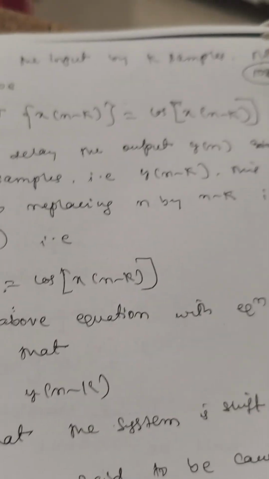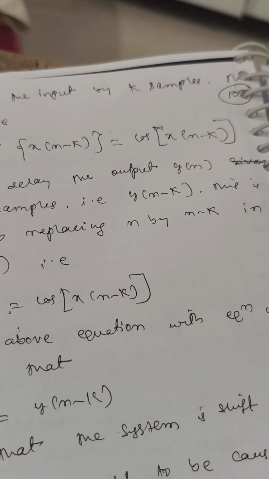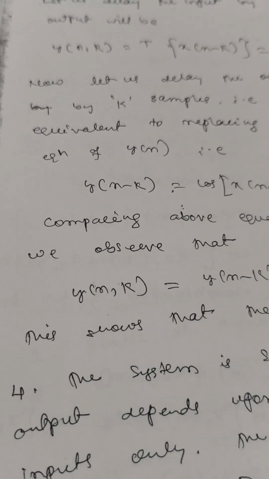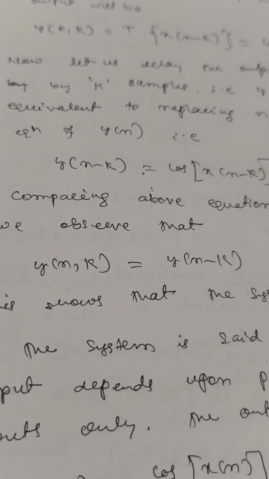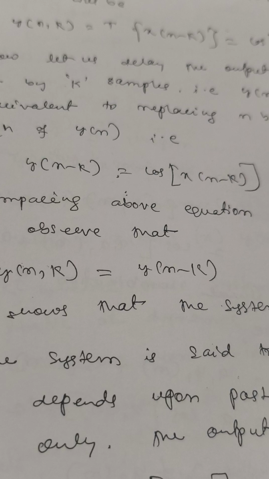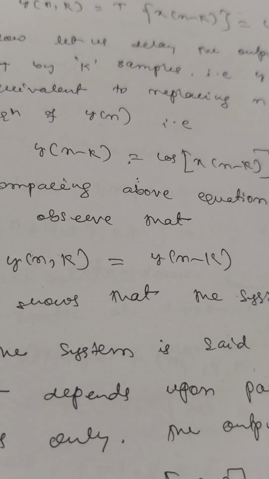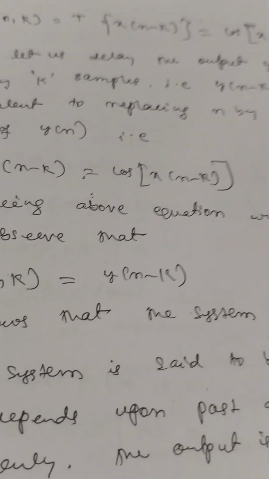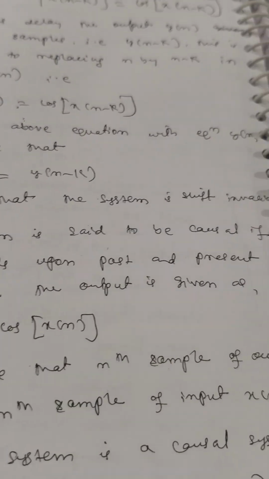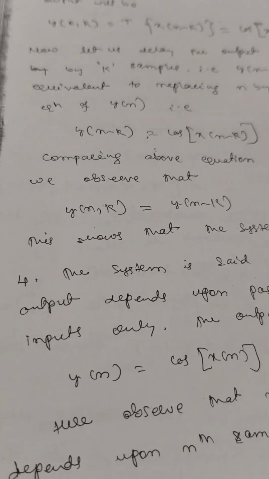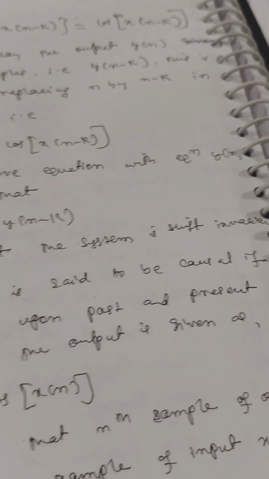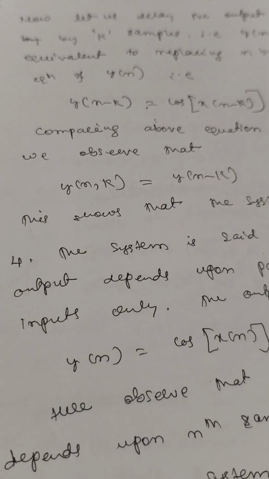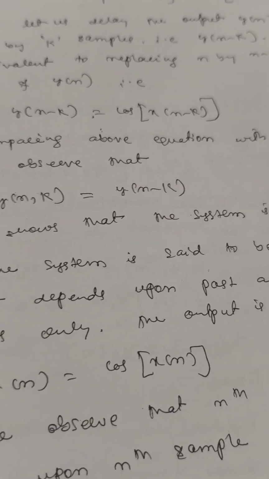Here there is no change. Comparing the above equations, we observe that both are the same. That is, y of n comma k is equal to y of n minus k. Therefore, this system is a time invariant system. This shows that the system is shift invariant, or also we can call it time invariant. That is about finding whether the system is time invariant or not.